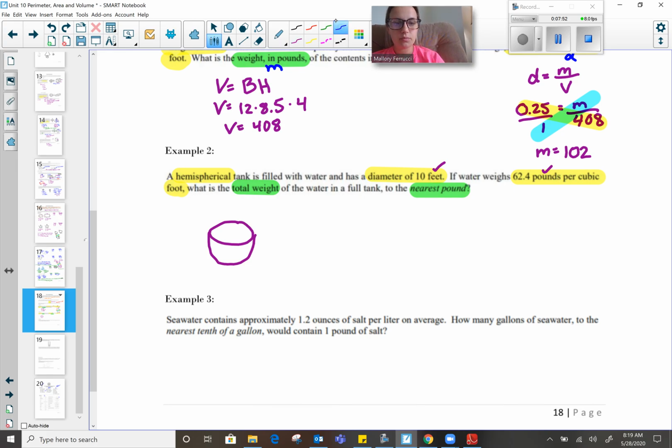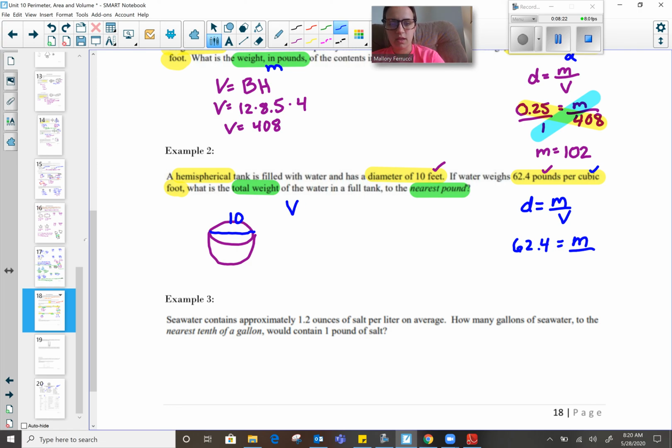So the diameter is 10 feet. Diameter is edge to edge. Since it's pounds per cubic foot, we are going to be using density equals mass over volume. So the density is 62.4. We're trying to find the mass, and we need to find the volume of the hemisphere.